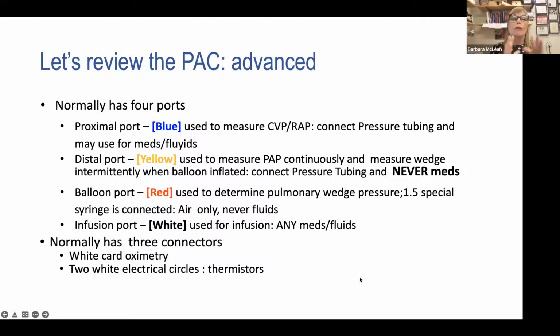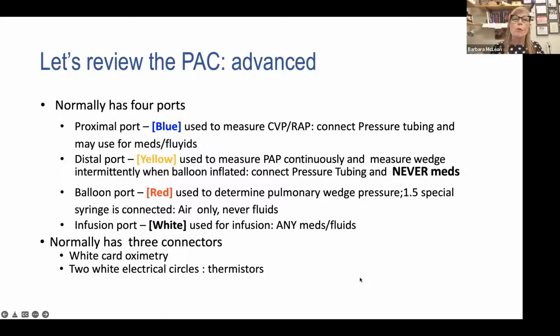So I just want to make sure we review that PA catheter. And normally there are 4 basic ports. Now I'm going to define a port by the small hub that's at the end of it. So there's 4 channels or 4 lumens that have these hubs. Those 4 hubs, beginning with the blue line, the one I just showed you, the blue line with the white hub, is used to measure CVP or right atrial pressure, and it can be connected and should always be connected to pressure tubing, but you can also use that lumen because that channel ends in the right atrium. You can use that lumen for medications and fluids.